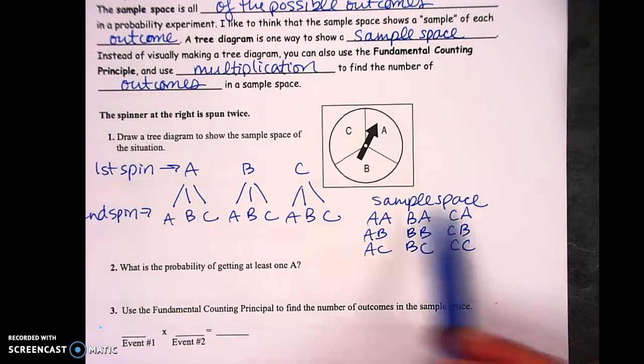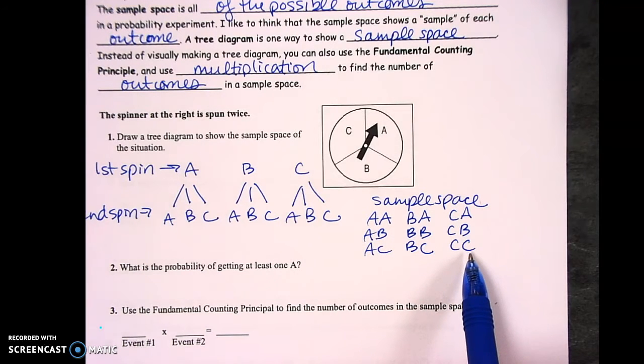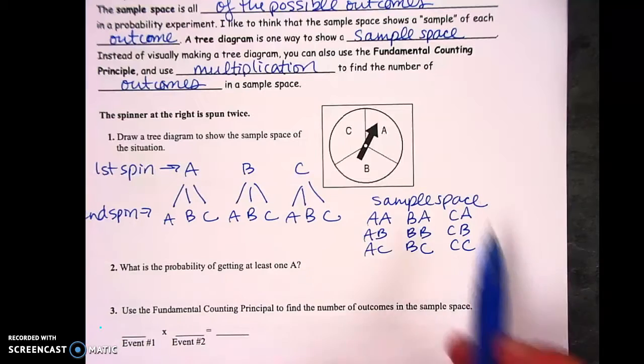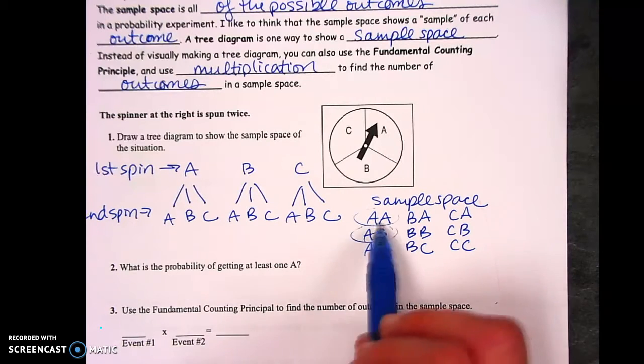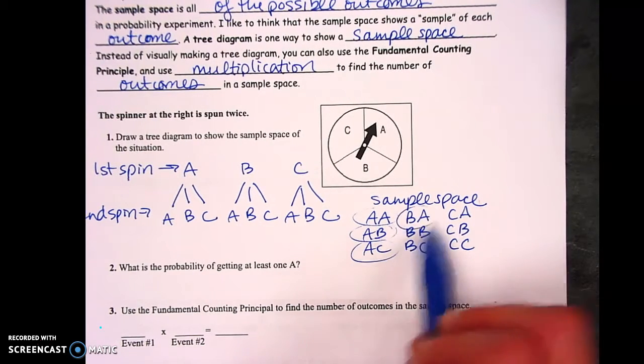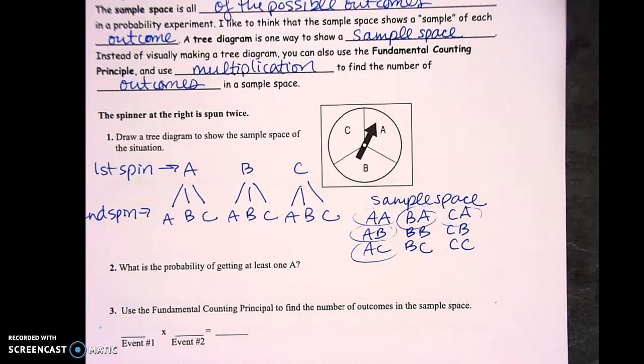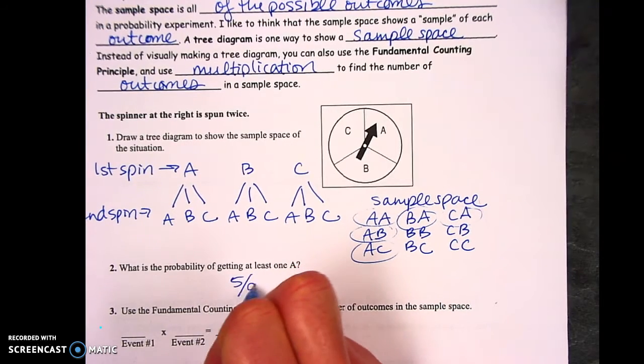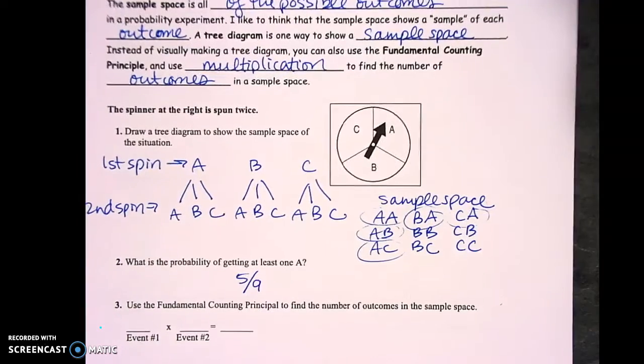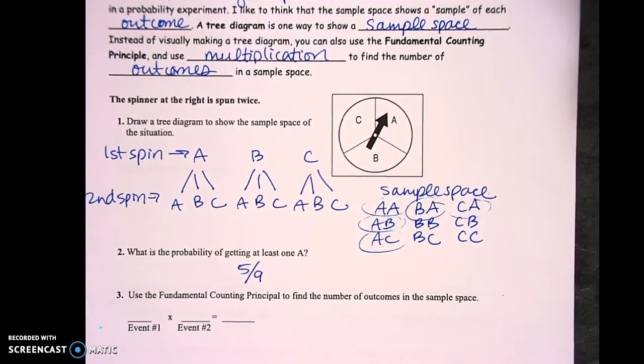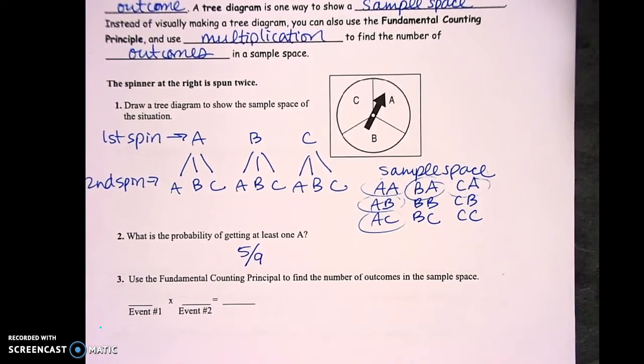So if we look at all the possible outcomes here, there's 9 of them total. How many of them have at least one A? We've got AA, AB, AC, BA, and CA. That is 5 out of the possible 9. That's going to be our answer. And again, this is a compound event because 2 things happened.